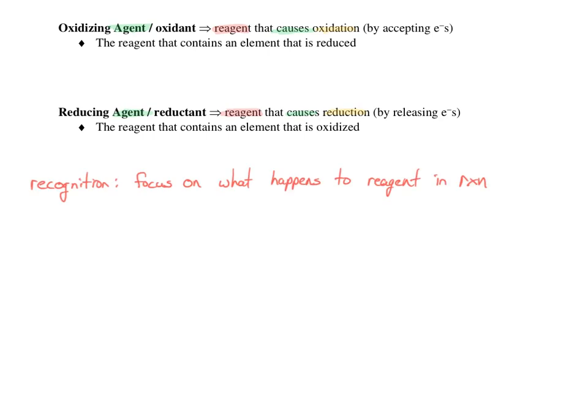We can recognize the oxidizing and reducing agent by focusing on what happens to the reagent in the reaction. The oxidizing agent is a reagent that causes oxidation. It does this by accepting electrons. If something else is oxidized, it's giving up electrons. Giving the electrons someplace to go is going to facilitate that oxidation. So an oxidizing agent is something that causes oxidation by allowing itself to accept electrons.